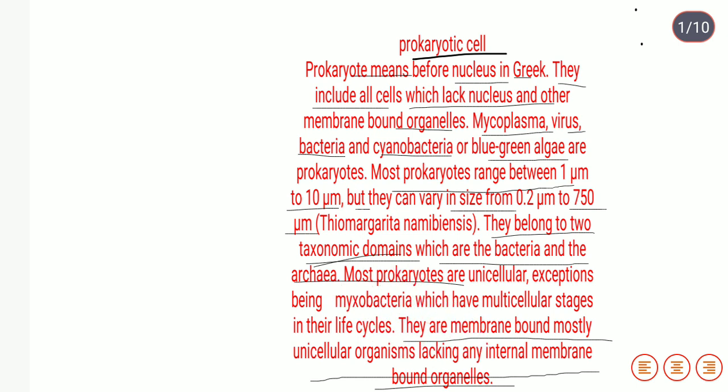Most prokaryotes are unicellular, except myxobacteria, which have a multicellular stage in their life cycles. They are mostly unicellular organisms lacking any membrane-bound organelles, which means they do not contain any internal membrane-bound organelles.